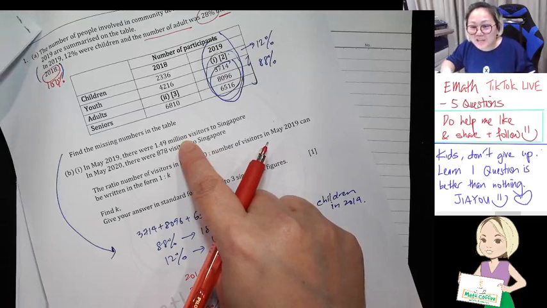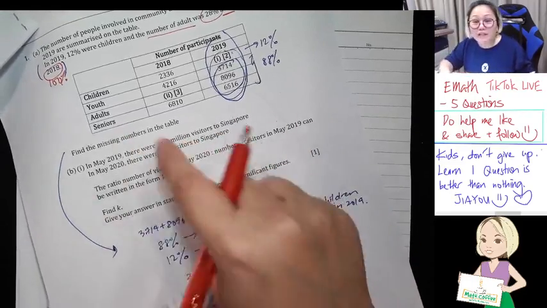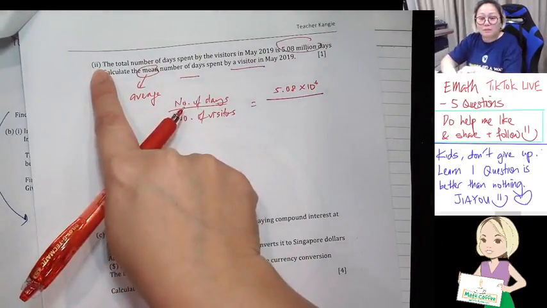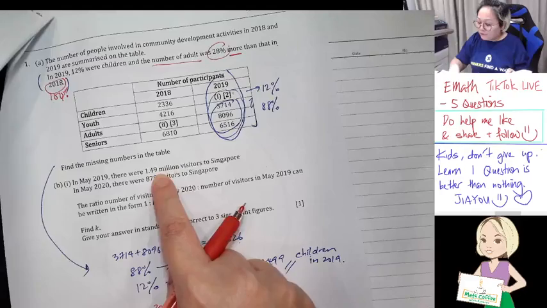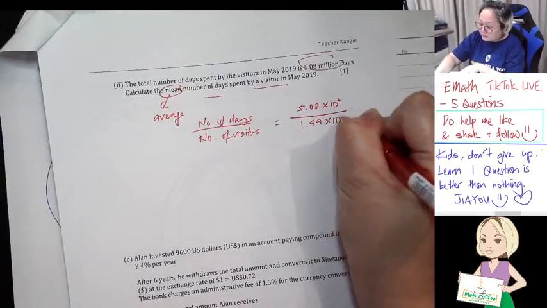Wow, actually I'm testing you. How do you know I missed out B part 1? I also realized this part, right? I finished that part, then I come back here. So now it's B part 2. I missed out the B part 1. Okay, so now come back, visitor. So my visitor is 1.49 million. So I'm going to put here 1.49 million.